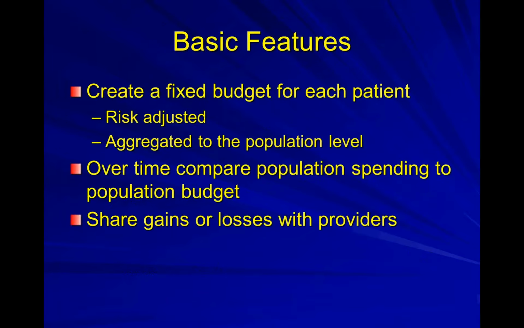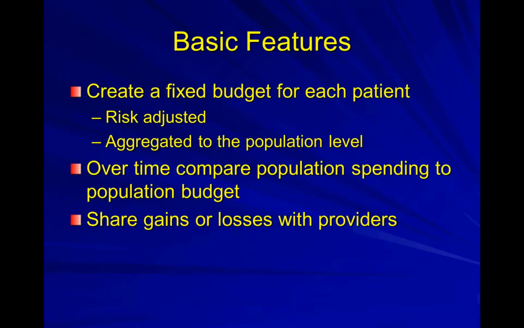There's more enthusiasm in the United States for population-based payment. So what we see here is a fixed amount of money per person. And the way they work, there's always different variations, but essentially they create a fixed budget for each patient. It's risk adjusted. It gets aggregated to the population level over time.